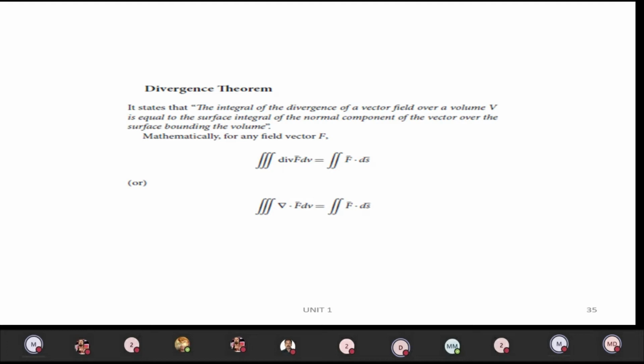Mathematically, it is given as the triple integral of divergence F into dV equal to the double integral of F vector dot dS. The divergence of F can be represented as del dot F vector. So the triple integral of del dot F into dV is equal to the surface integral of F vector dot dS vector. This is what we will be seeing in the divergence theorem concept.